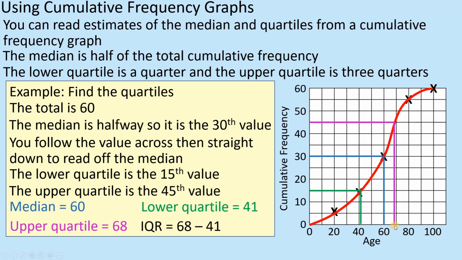Last question, of course, and again, if you've done box plots, you'll understand what this IQR means. If you've not, it stands for interquartile range. That's the gap between the two quartiles. So 68 and 41, which are given. 68 take away 41 is a nice round 27. So that is the cumulative frequency graph.